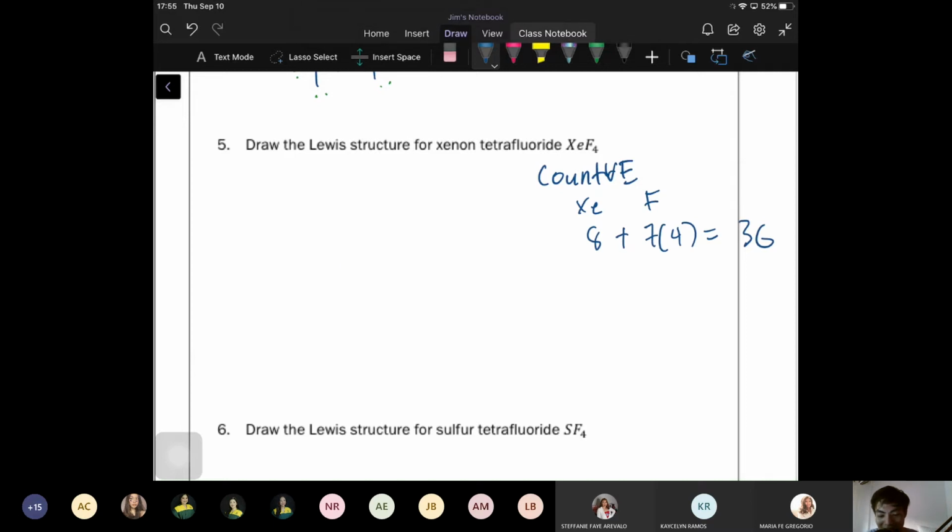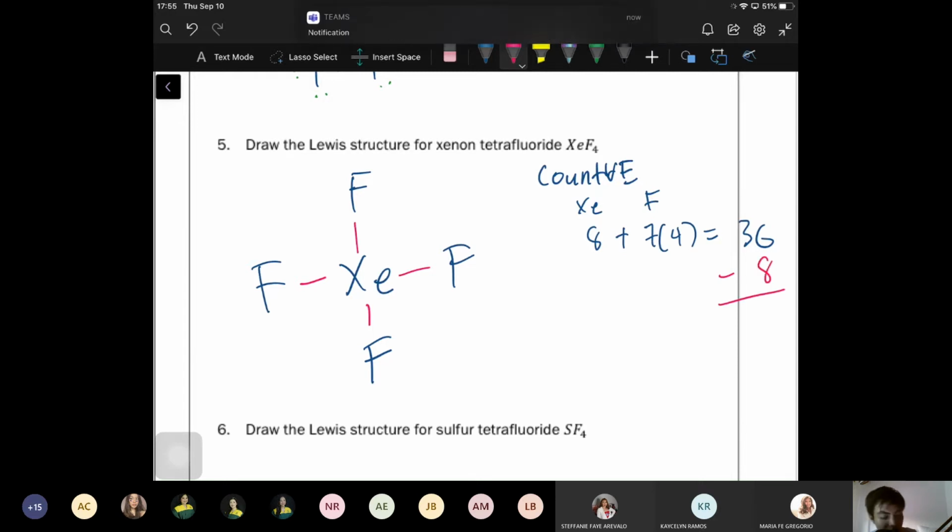Okay, so I will draw the skeleton: Xe, F, F, F, F. Then, I will connect them using single bonds. So, ilang electron yung nagamit ko? I have 4 bonds, so that corresponds to 8 electrons now. 36 minus 8, 28. Divided by 2, I will get 14 lone pairs. So, I will start distributing my lone pairs sa terminal muna before sa central na. Kapag may sobra, sa central. Okay? So, 14 lone pairs.